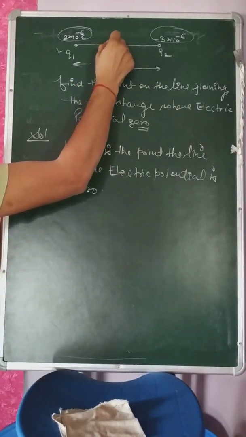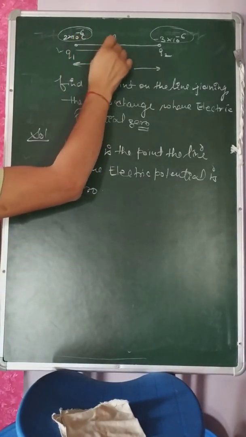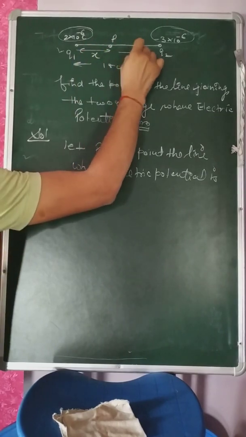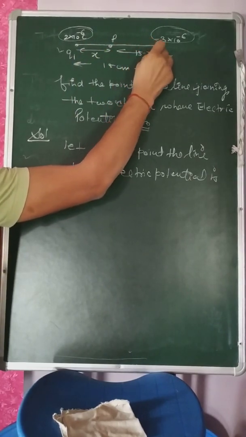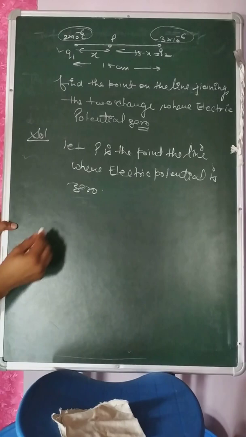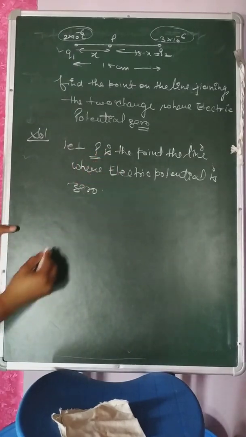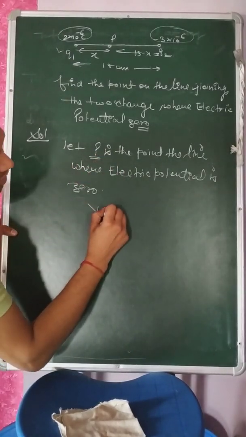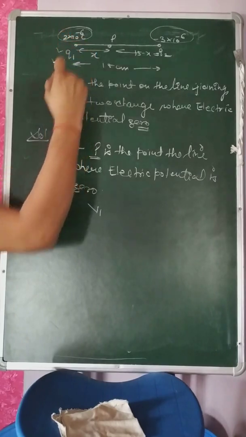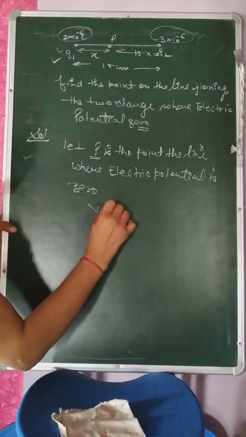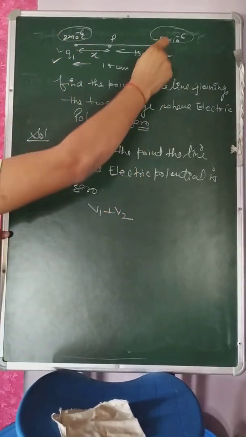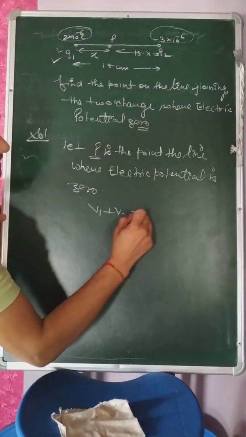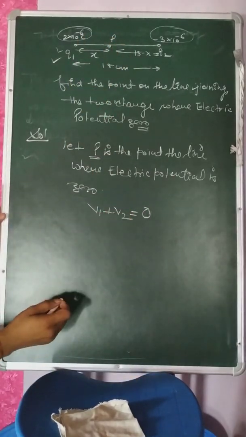Suppose here is the point P and that this one is at a distance x. So the remaining distance is 15 minus x. So you can say the potential of this point P is 0. And as I told you, the potential due to this plus q charge is supposed to be V1, and for this negative charge is supposed to be V2. And the algebraic sum of these two is 0.